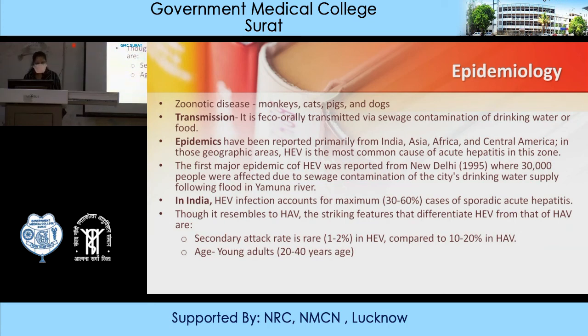In India, HEV infection accounts for a maximum of 30 to 60% of cases of sporadic acute hepatitis. Though it resembles HAV, the striking feature that differentiates HEV from HAV is that the secondary attack rate is rare in HEV compared to 10 to 20% in HAV. The age group is young adults, 20 to 40 years of age.